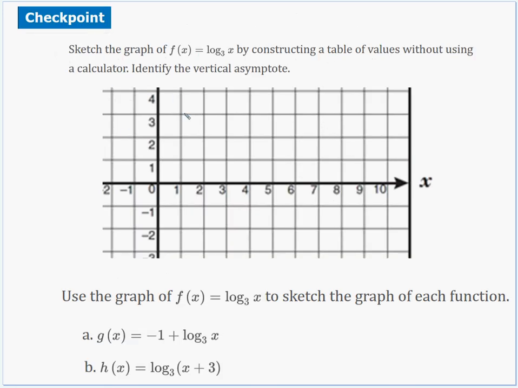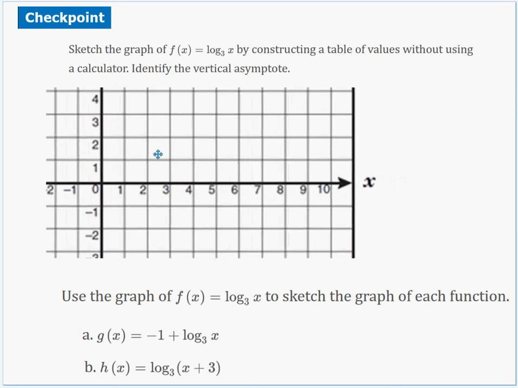Checkpoint. Try some of these out. Here you're going to do log base 3 of x. Graph that on the xy axis here. And then down below you're going to take that graph and do a couple of shifts to it. Remember, the easy way to graph this one, you could do 3 to the x.